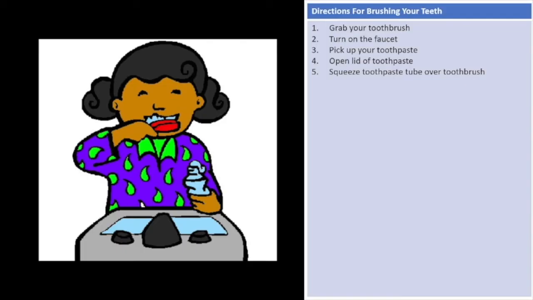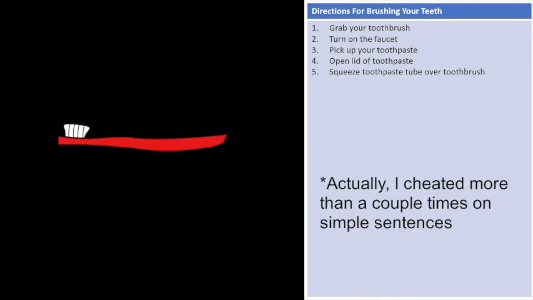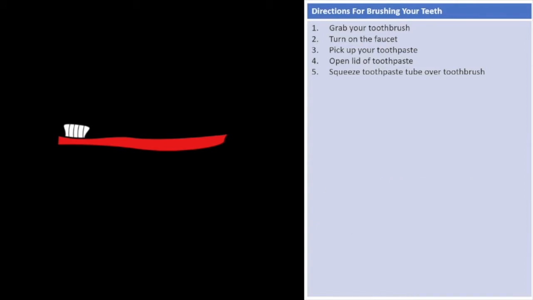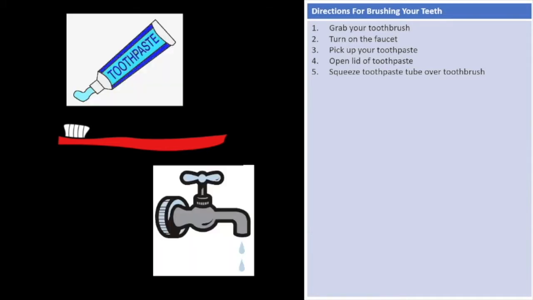For my instructions, I will be focusing on how to brush your teeth. You should try to keep your instructions to simple sentences because DNA instructions are basic, and the only way for a cell to know what to do is if we give them simple directions. I cheated a bit on lines 10 and 11 because I didn't want these to get too long. The first 5 instructions are grab your toothbrush, turn on the faucet, pick up your toothpaste, open the lid of toothpaste, and squeeze toothpaste tube over toothbrush.